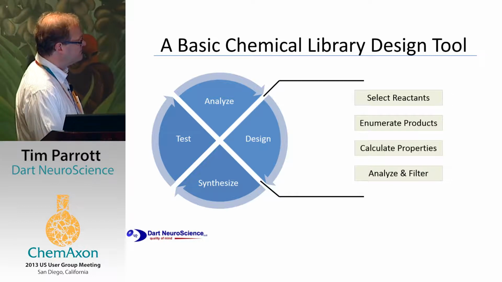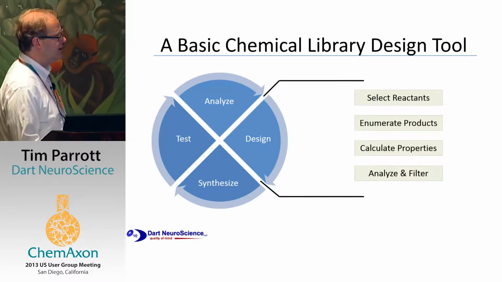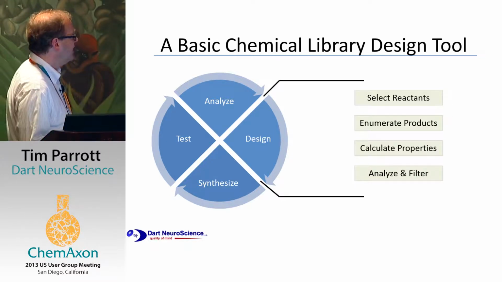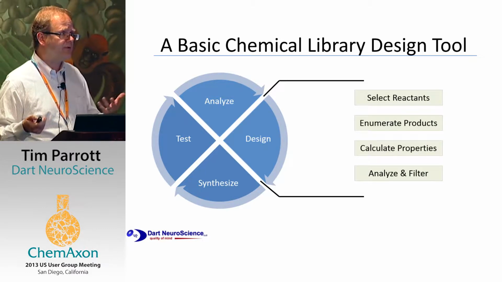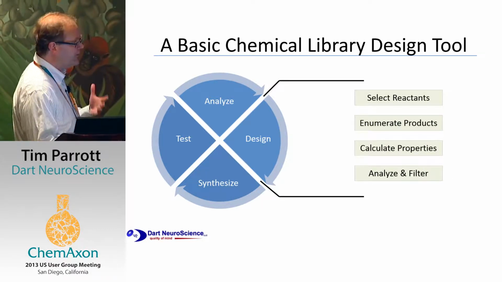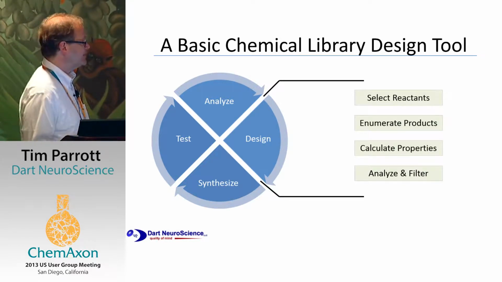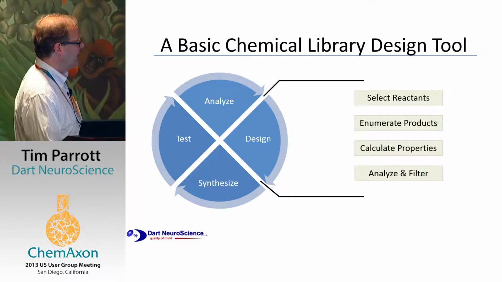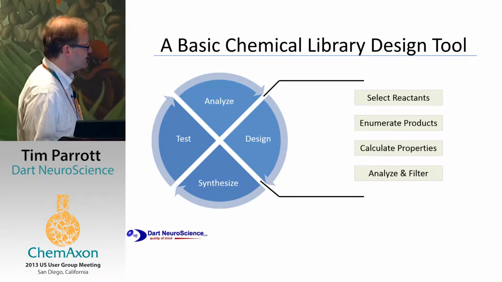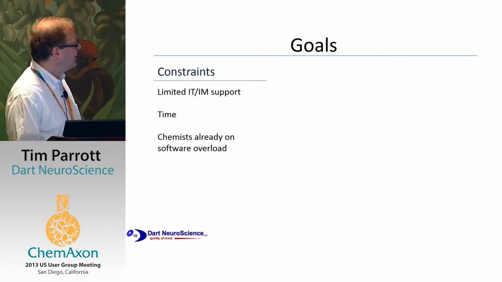And then the key steps that the design tool needs to do is a user needs to be able to select reactants, enumerate virtual products, calculate properties, and score these virtual products against our computational models, and then have some way of analyzing and filtering all these potential compounds and coming up with a set of something that they really want to do. And ideally, the tool would put something out that would be beneficial to the synthesis part. So that's the basic framework.